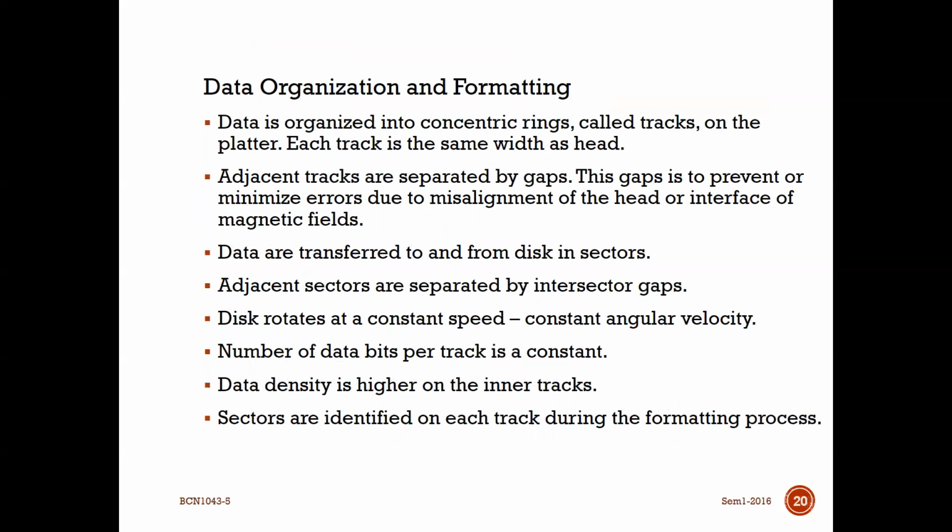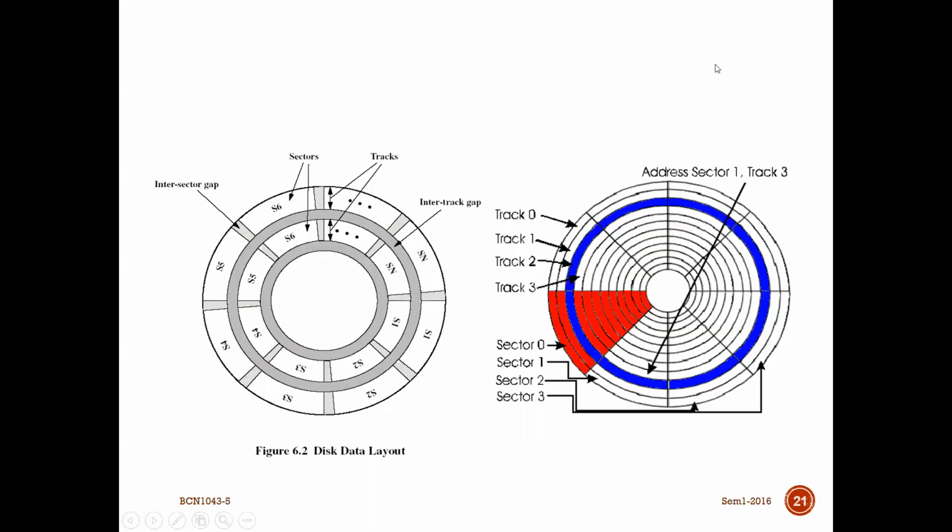Data organization and formatting. Data is organized into concentric rings called tracks on the platter. Adjacent tracks are separated by gaps. This gap is to prevent or minimize error due to misalignment of the head or interference of the magnetic field. Data is transferred to and from the platter, which rotates at constant speed, constant angular velocity. You can see here the picture of the data layout. They have track 1, track 2, track 3. All the data will be stored in the tracks.